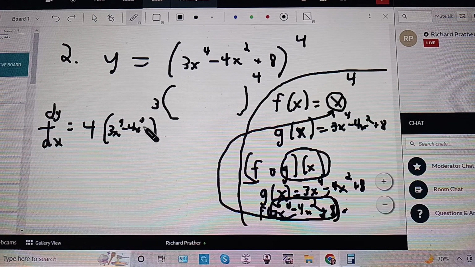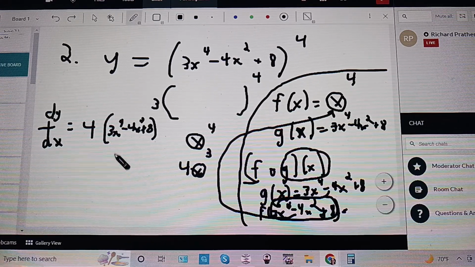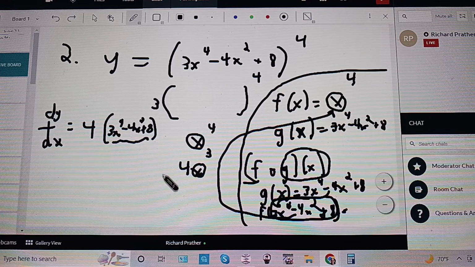What's different here is it used to just be an x there. You used to have x to the fourth, and then the derivative was 4x to the third. The difference used to be that there was just an x here. But remember, the x stayed the same. We never did anything to the x. So the base stays the same. You don't do anything with that at first.